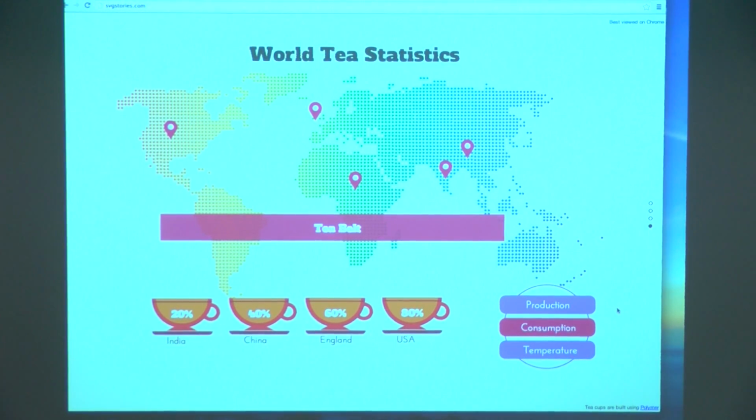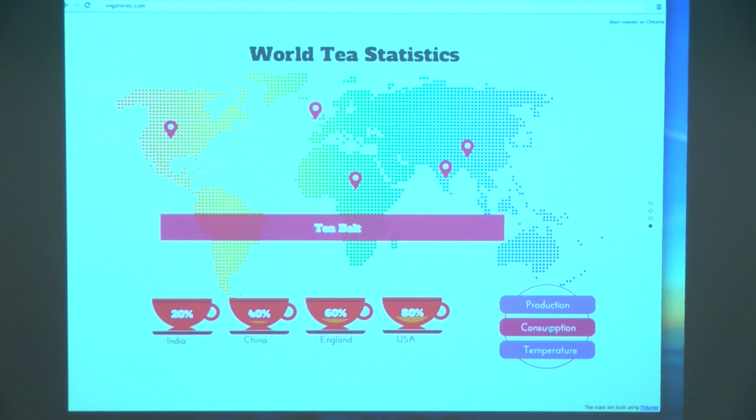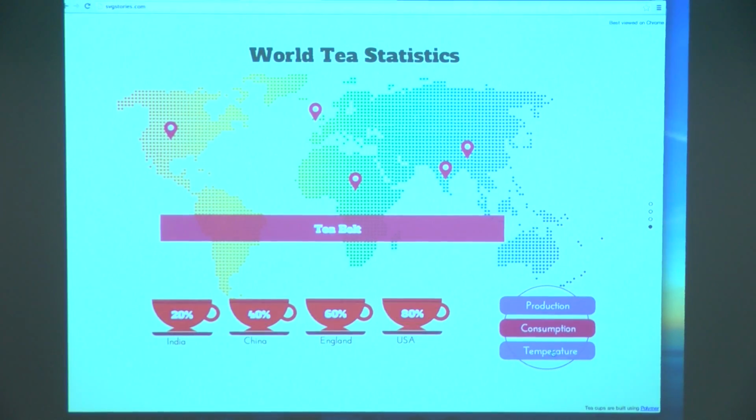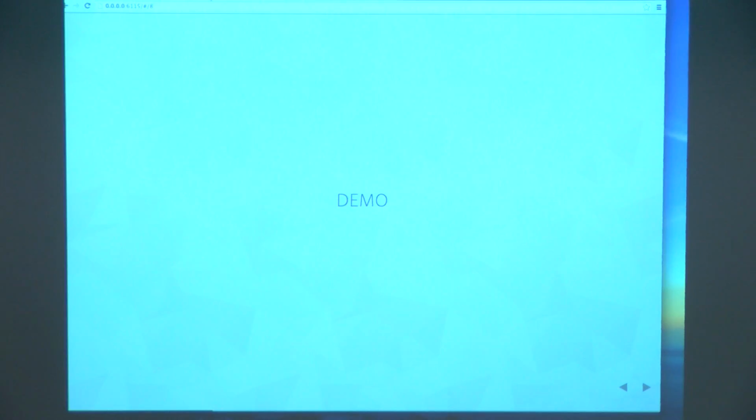Another thing that we looked into is the usage of web components, wherein each teacup is a web component. It is called multiple times and only the variables are changed. And even animations can be added as a web component. So based on the parameter, you could either rotate it or fill the cup. So this is production. Then this is consumption. This is temperature, based on which countries prefer drinking tea hot versus cold. So these were a couple of things that we did.